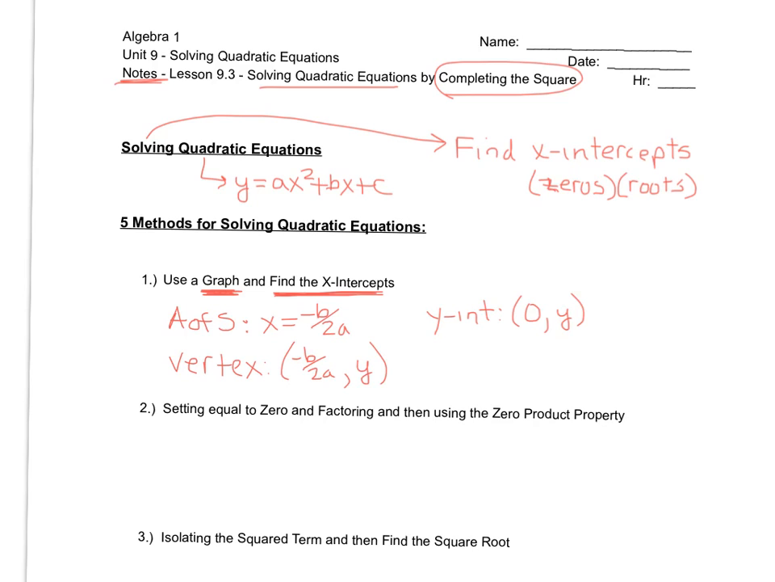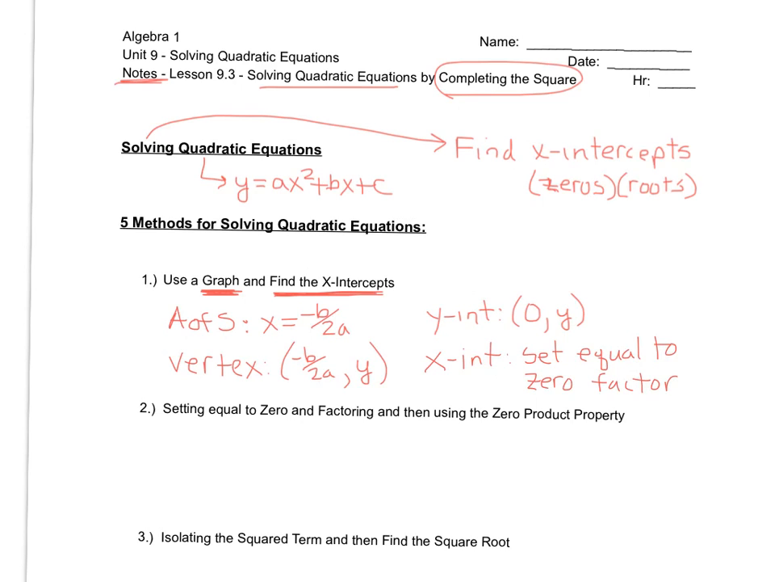Alright, and then the last thing we do is we find the x-intercepts, which is what we're actually looking for when we solve. And to find the x-intercepts, you set it equal to 0 and factor.